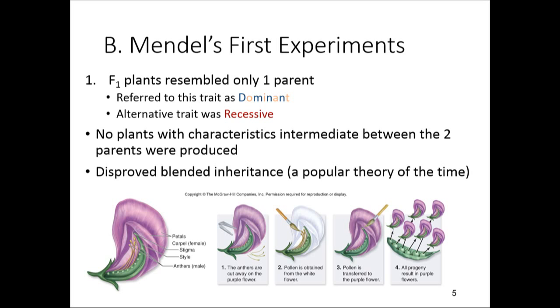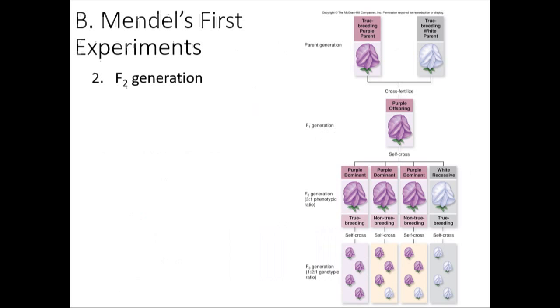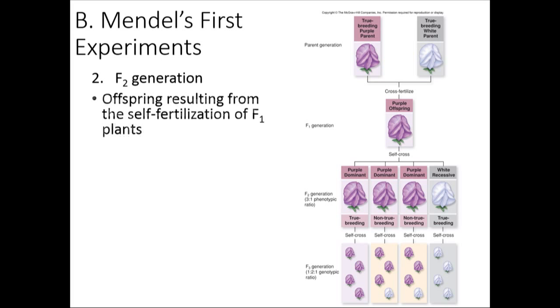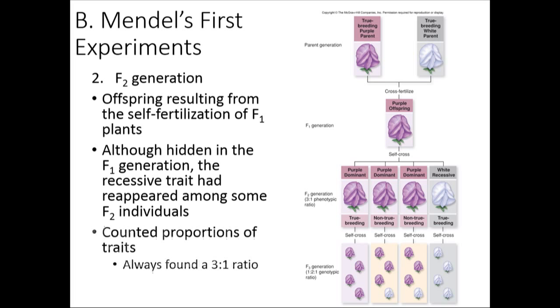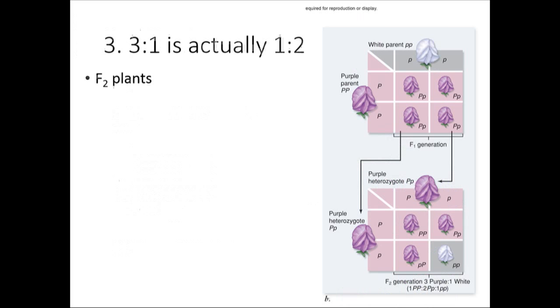And this was against the theory of blended inheritance, which is that there was just a combination of the two things. Okay, it was either purple or white. There was nothing in between. He didn't stop there, though. He also did an F2 generation, so he self-crossed those purple flowers, and then the recessive trait returned. Okay, the white flowers showed up in a 3-to-1 ratio. So 3 purples to 1 white in the F2 generation, even though the ones he self-crossed were purple.